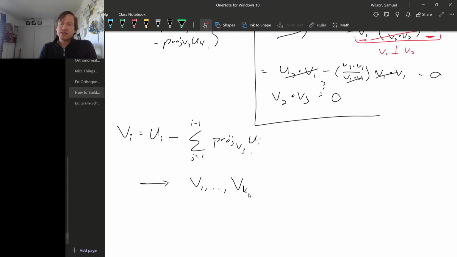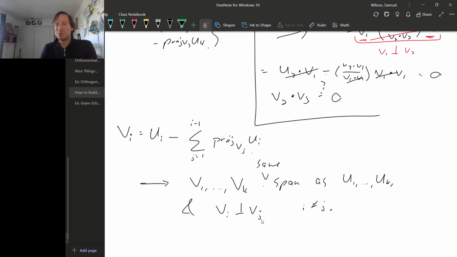So what this gives us is a collection of vectors vk that have the same span as the u's that we started with, and all of these things are perpendicular to each other when i isn't equal to j, right? A vector can't be perpendicular to itself except the 0 vector.